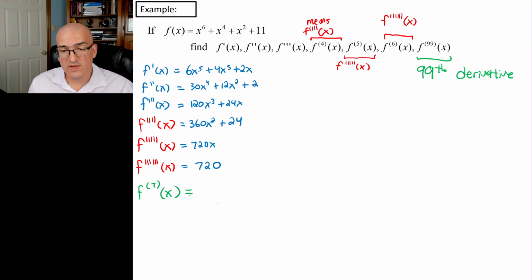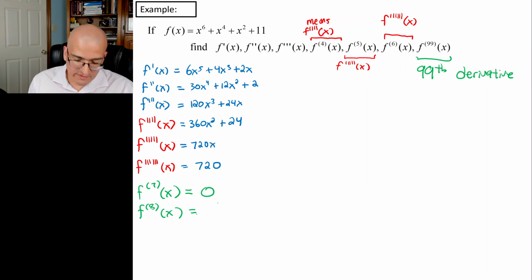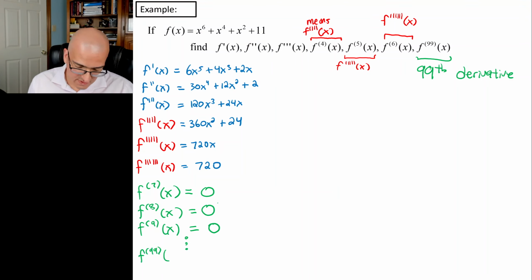What is the derivative of 720? That's 0. Let's take the 8th derivative. What is the derivative of 0? 0 is a constant, so its derivative is 0. How about the 9th derivative? 0 is a constant, its derivative is 0. This is going to continue forever. The 99th derivative is going to be 0 as well.